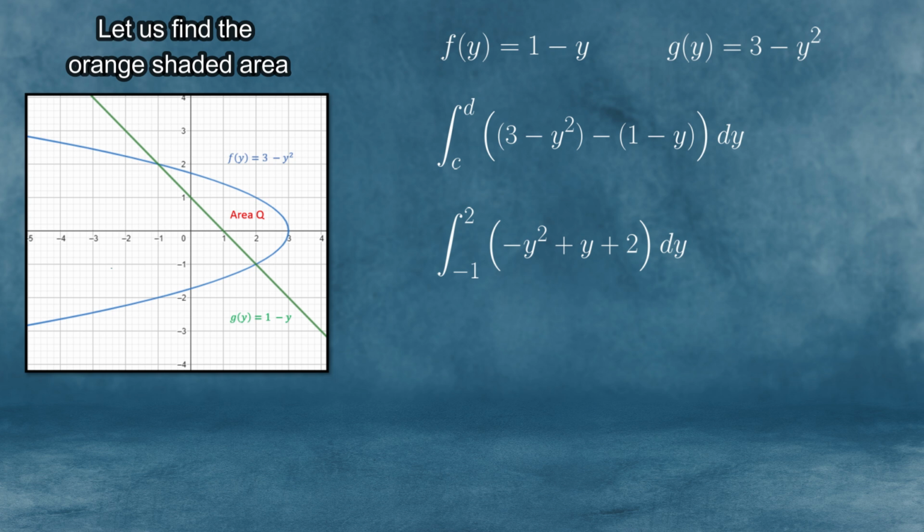Now, we have the integral from minus 1 to 2 of 3 minus y squared plus y minus 1, which is, if we simplify, the integral from minus 1 to 2 of 2 minus y squared plus y dy. Then, this result will be equal to 2y minus y cubed divided by 3 plus y squared divided by 2, which we have to evaluate from -1 to 2. And our result is equal to 9/2.